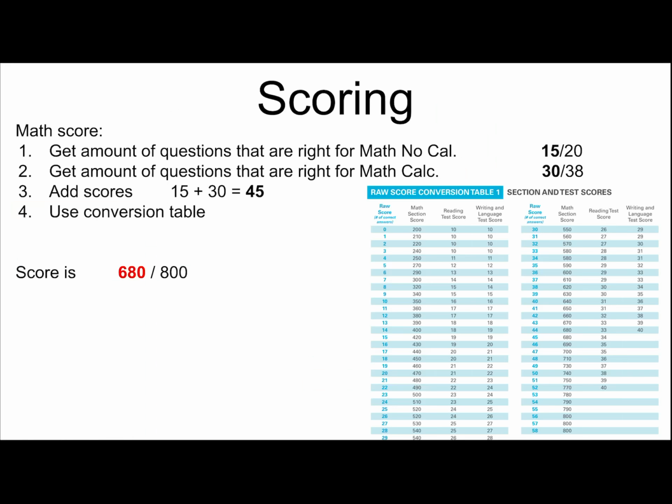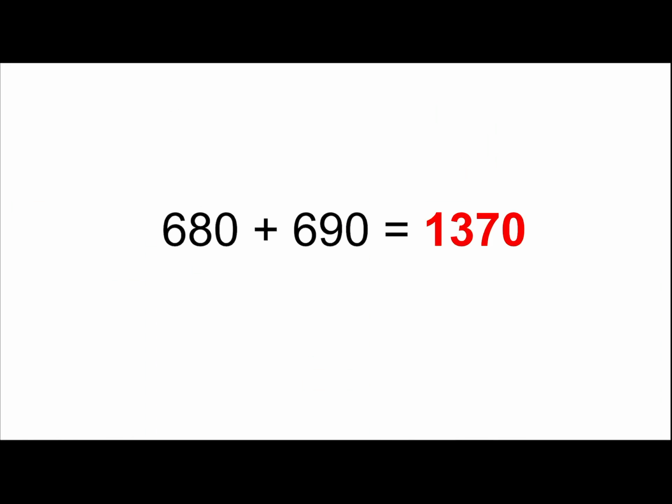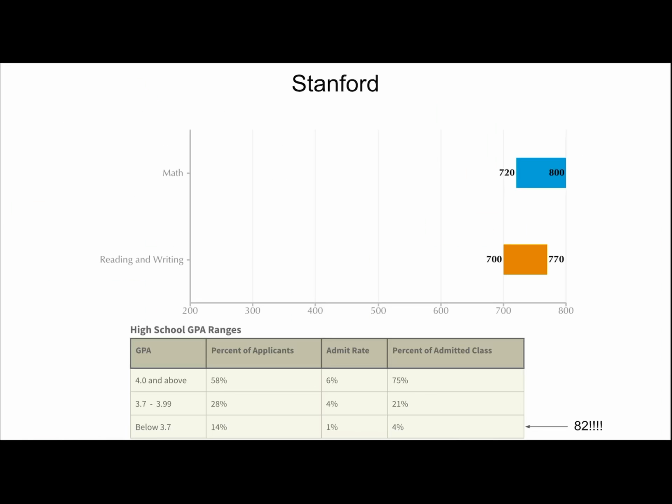And then again, you add those up to equal your whole SAT score. Since the maximum you can get is 800, if you get the maximum on each score, it would be 800 plus 800, which is 1600, which is why the SAT is out of 1600. So in this case, you got 680 on the math, and 690 on the reading, and that gives you a total of 1370. And that's a great score, and that's how you end up getting scores.